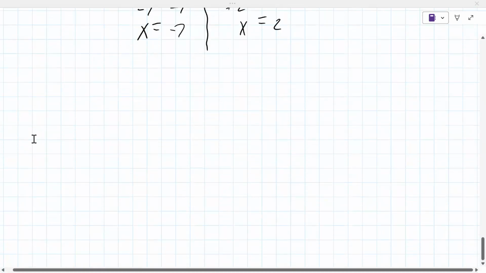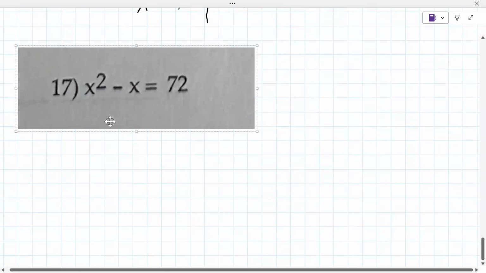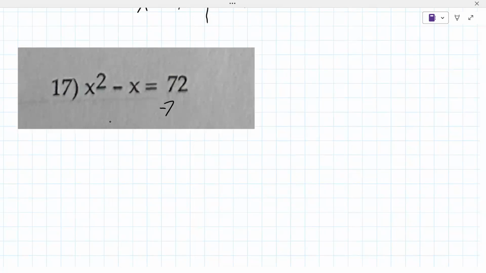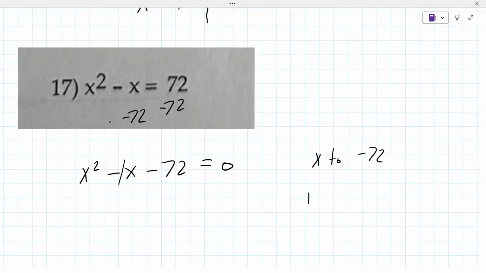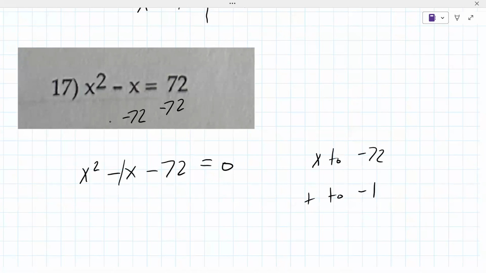All right, we're looking at 17 next. This time we're going to subtract 72 from both sides. X squared minus x minus 72 equals 0. So now we're looking for two numbers that multiply to negative 72, but add to positive 1. I'm sorry, negative 1. Let's see if you can come up with those numbers, please.